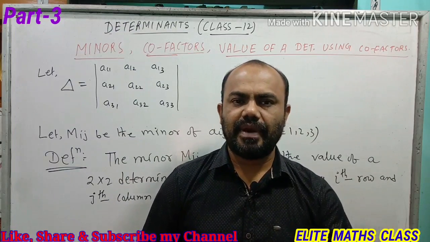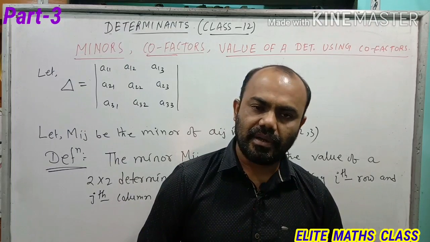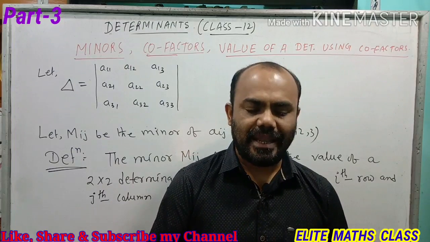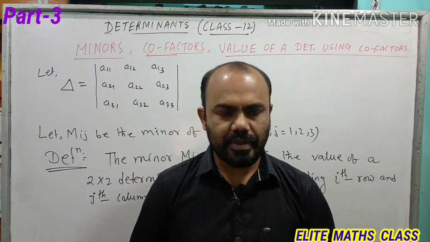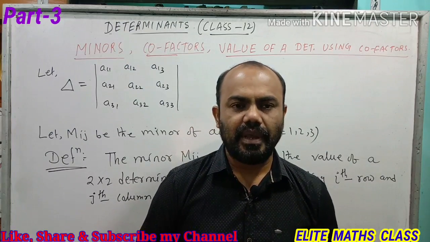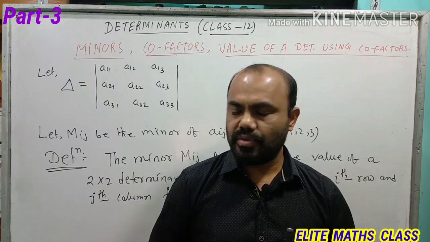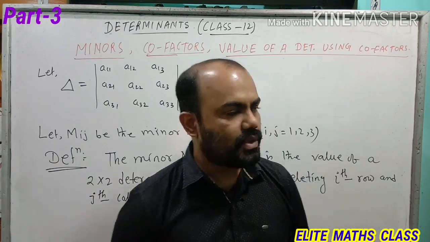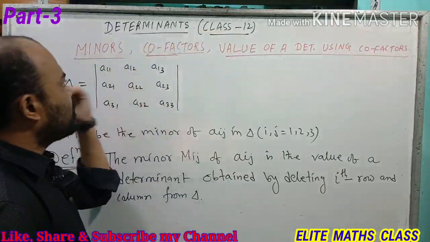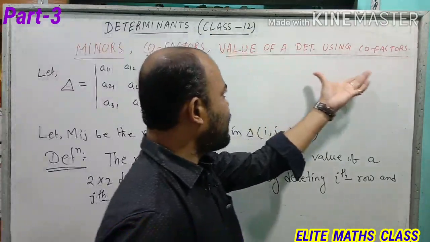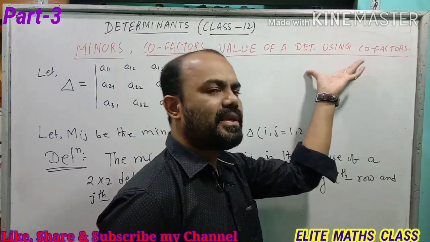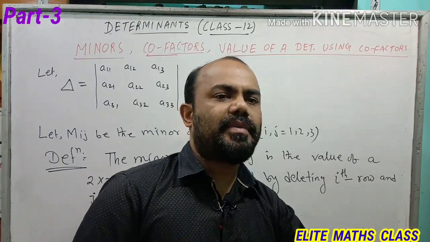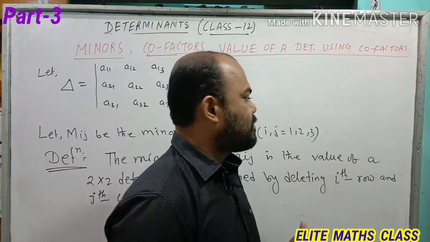Already two methods of finding value of a determinant are discussed. One is the Laplace expansion method and another one, which is also the shortcut method, with which very easily you can find the value, is called the Sarrus method. These two methods are already discussed. Today we will see what is minor, what is cofactor, and how to find the value of a determinant using cofactors. This is nothing but the alternative representation of the Laplace expansion method.